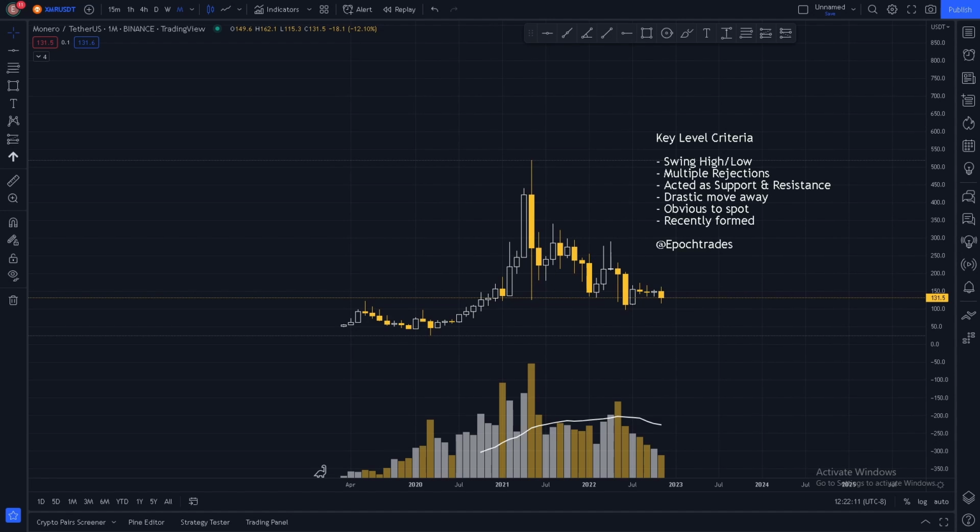Today we're going to be covering key levels on the monthly and weekly time frame for Monero. So, as always, our key level criteria: we look for swing highs and swing lows, multiple rejections, acted as support and resistance, drastic moves away, obvious to spot, and recently formed. So, let's go ahead and hop right in.